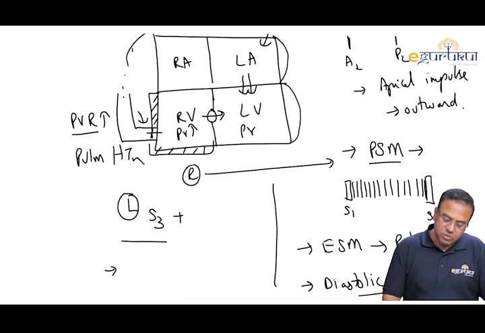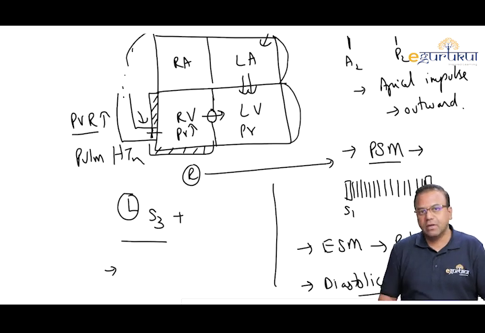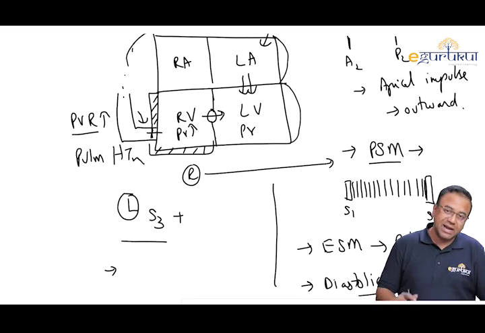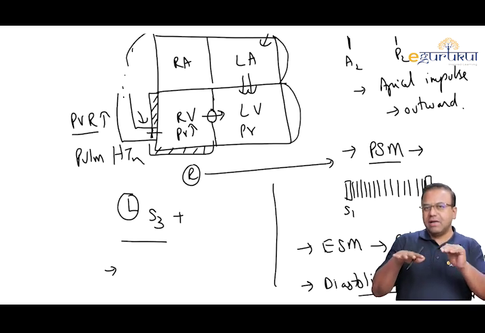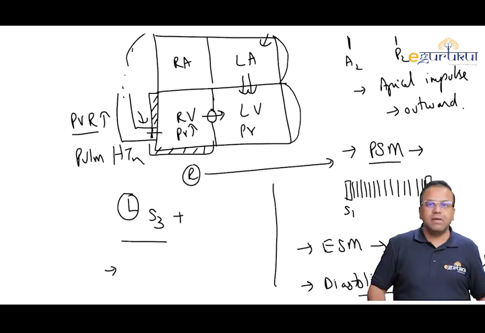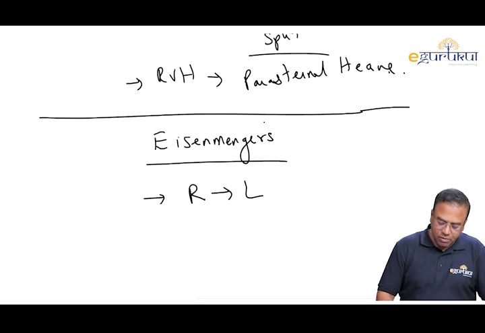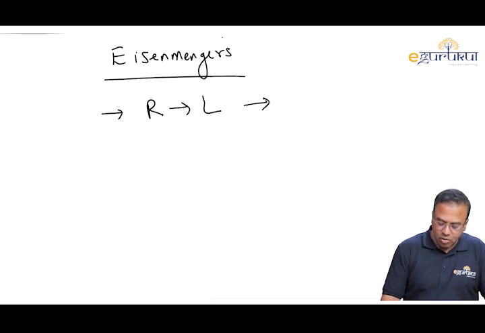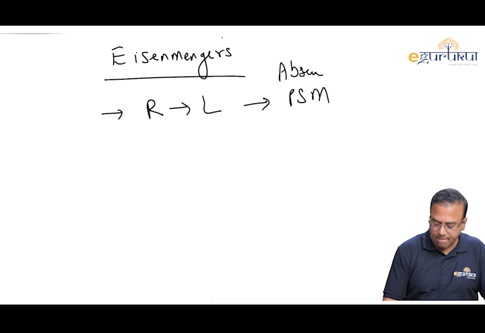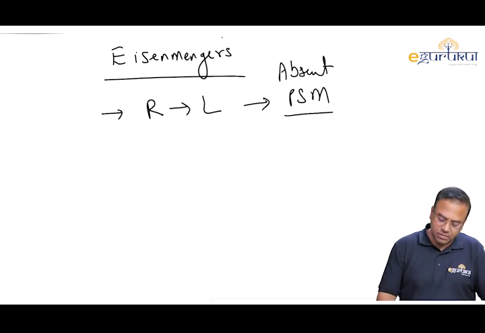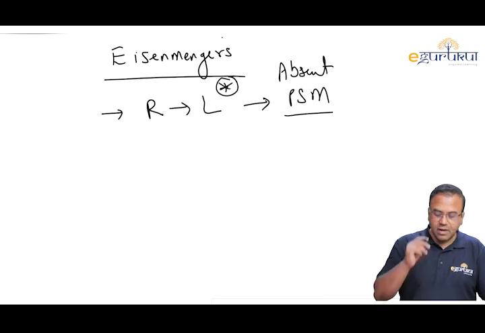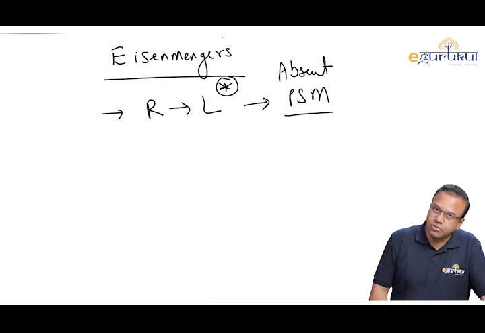And RV's pressure now must be higher than LV. That's the reason why right to left shunt is occurring. But the important point to understand is that the gradient between the two is not there. RV slightly higher than LV, and that slightly higher cannot move the blood with turbulence, and this is the reason why murmur will not occur. So it is a very important point to understand that pansystolic murmurs do not occur when Eisenmengerization has occurred. This is a very important MCQ that they keep asking: in Eisenmenger's can you expect a pansystolic murmur? The answer is no.